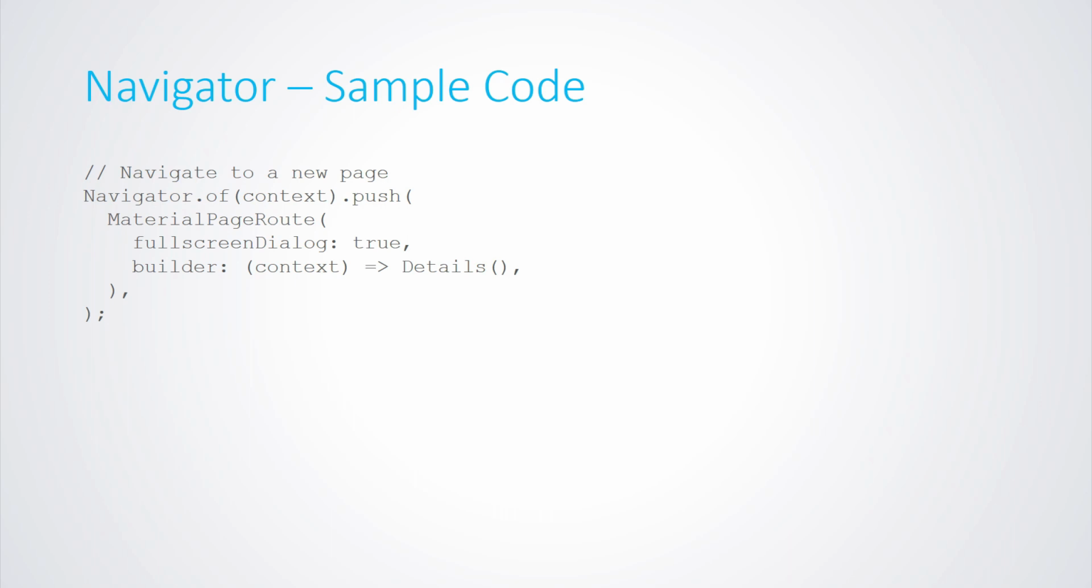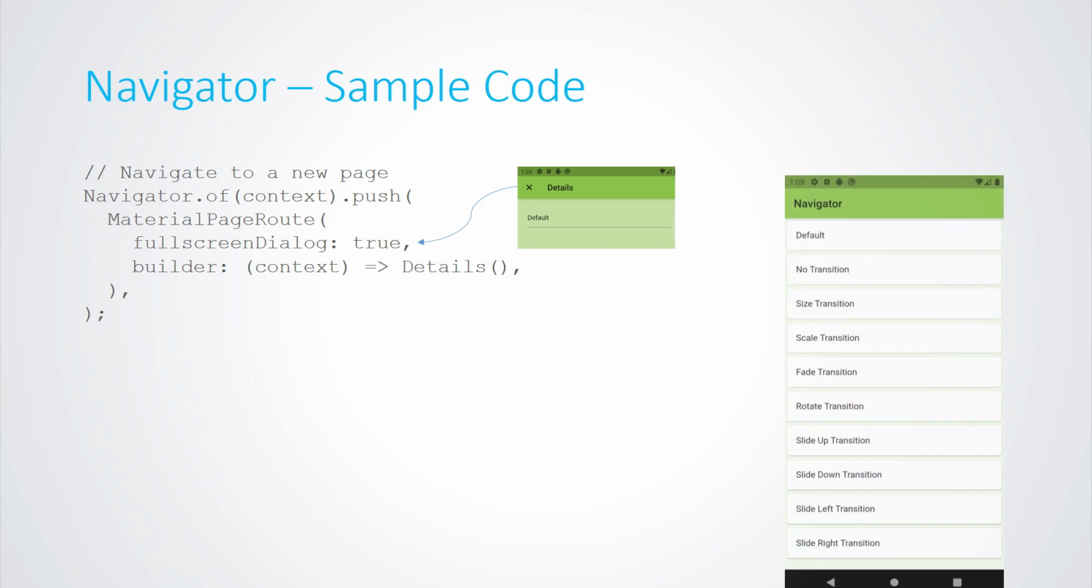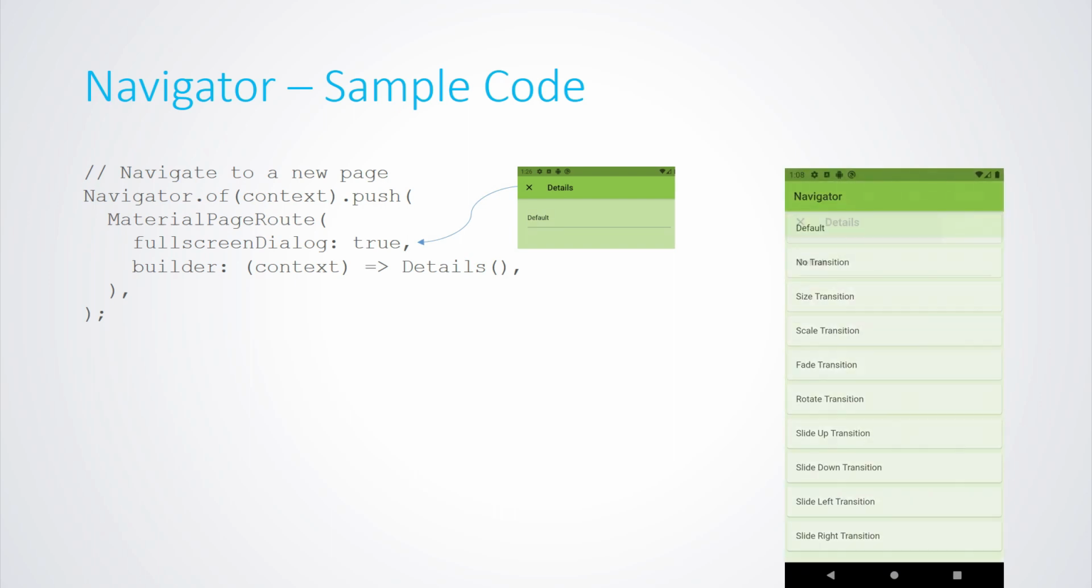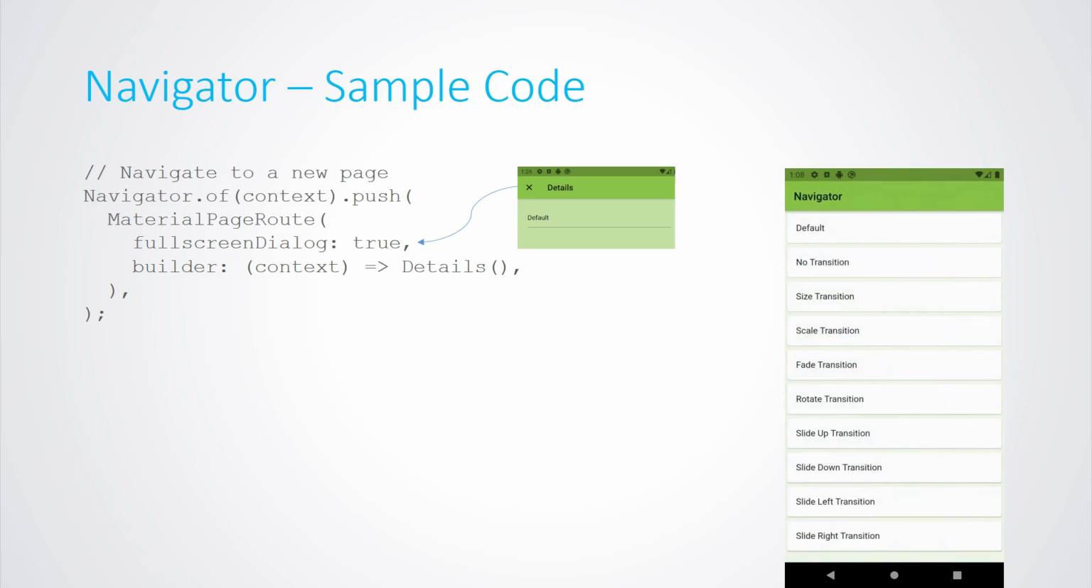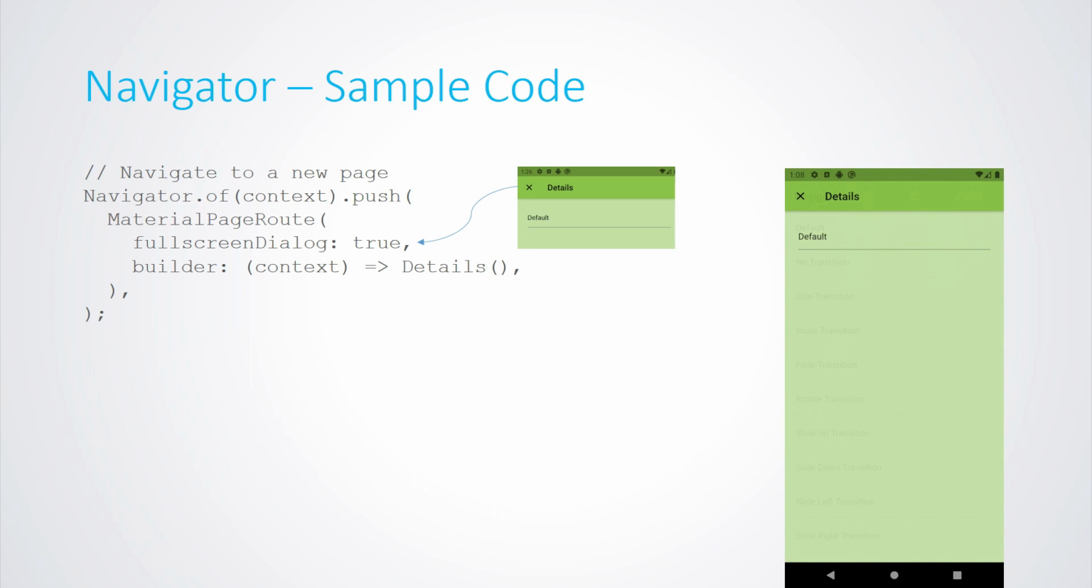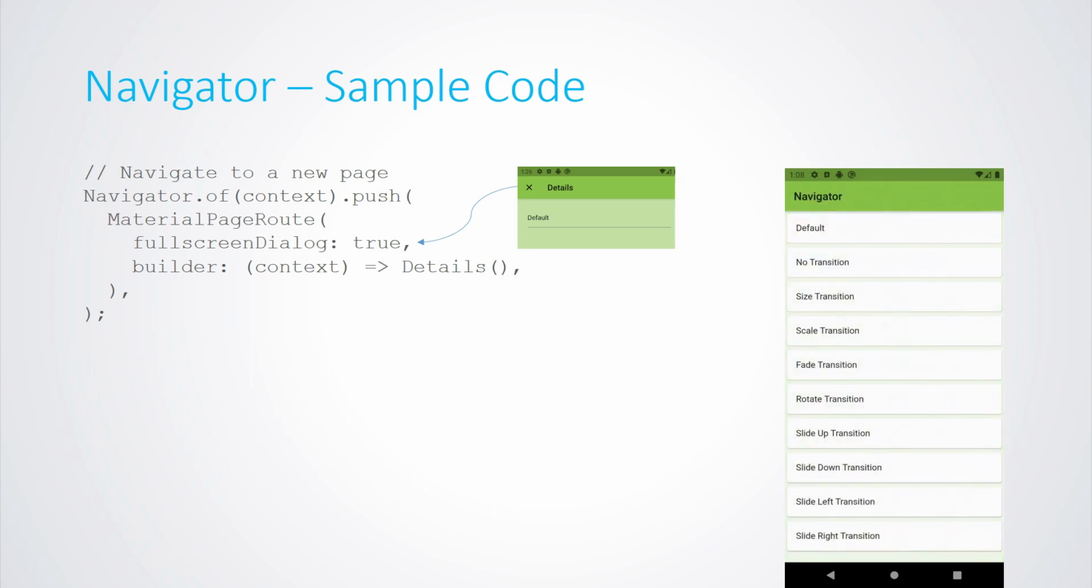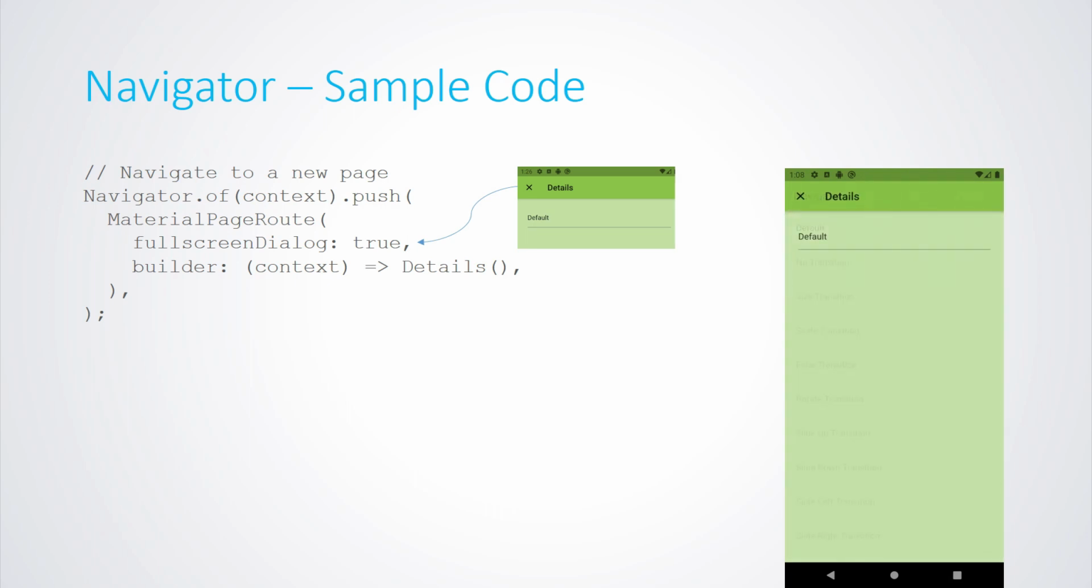In the example, the fullscreenDialog property is set to true to present the details page as a full screen modal dialog. By setting the fullscreenDialog property to true, the details page app bar automatically includes a close button. In iOS, the modal dialog transition presents the page by sliding from the bottom of the screen towards the top, and this is also the default for Android.